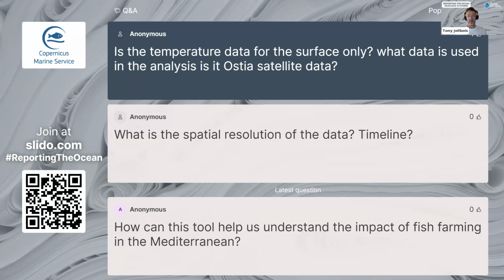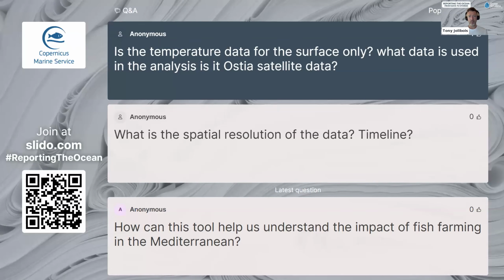So I've presented the temperature anomaly that is calculated only on the surface, but for temperature, absolute temperature data, we have four-dimension data, meaning longitude, latitude, depth, and the time. So no, it's not surface only.